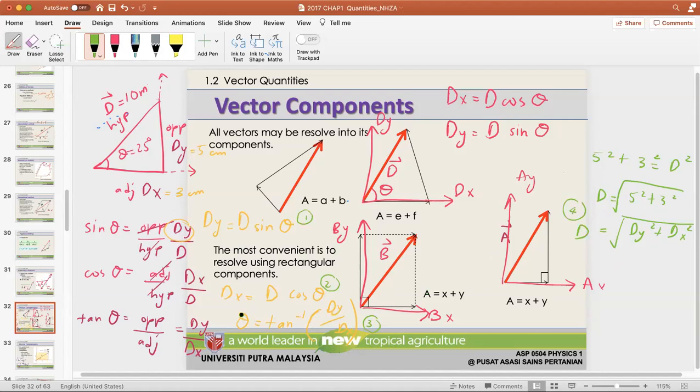So the theta gives you your direction. Provided that you know what dy and dx are, you also get to know your magnitude. If the question gives you vector d and asks you to resolve it, use the sine and the cosine. If they give you dy and dx and ask you to find d, use the Pythagoras theorem equation and also the theta equation, which is inverse tangent of dy over dx.